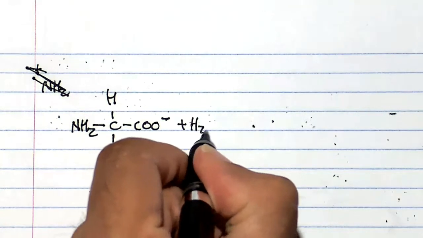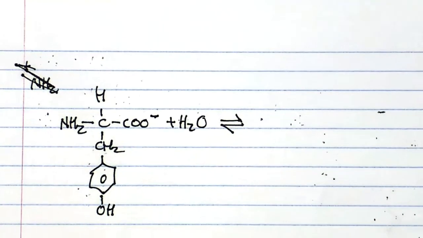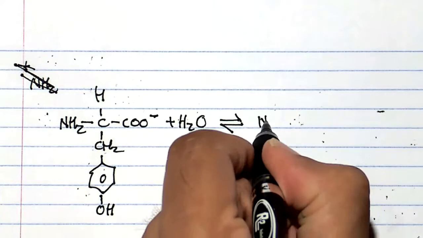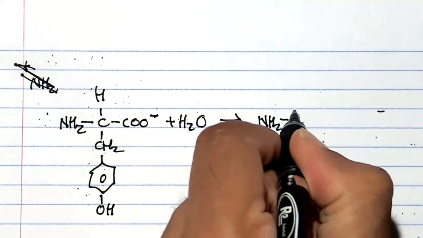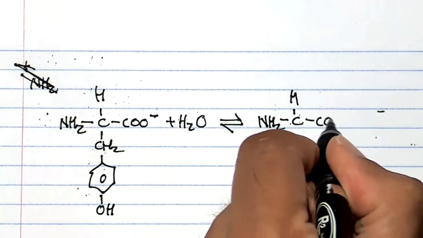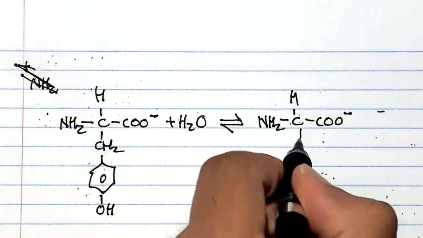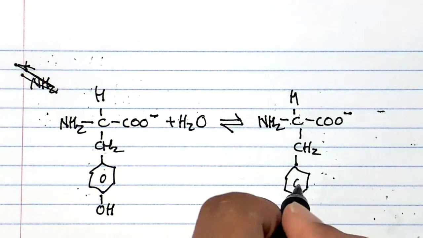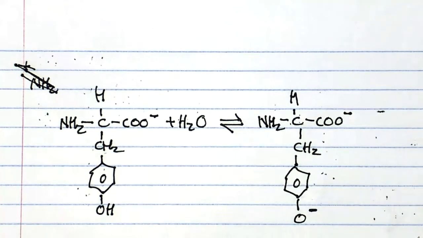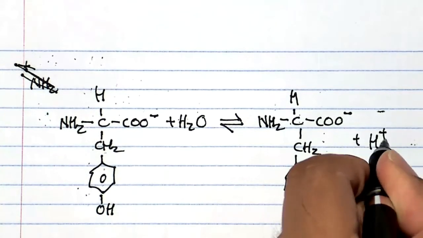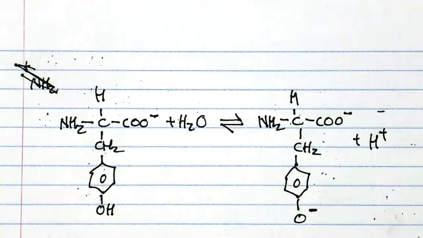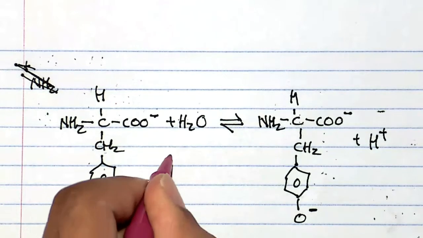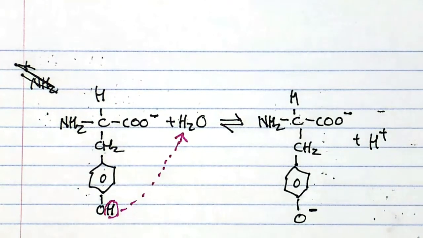So what is that reaction? This proton comes off. Here we have an NH2. We have a CH, COO minus. And then our side chain is CH2, O minus. And of course we'll get H plus. What has happened here is that this proton has come in and protonated that water molecule.